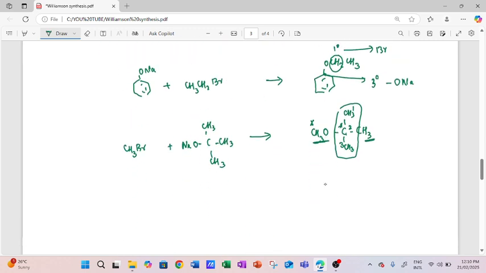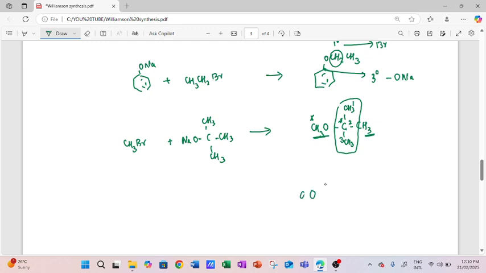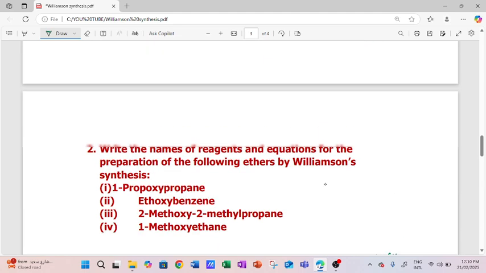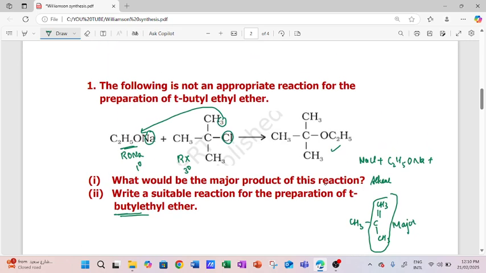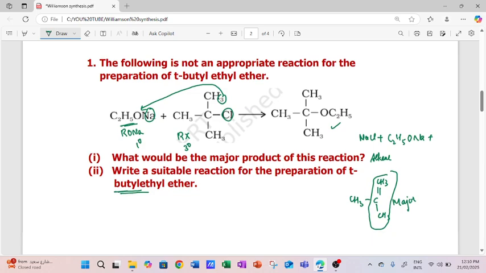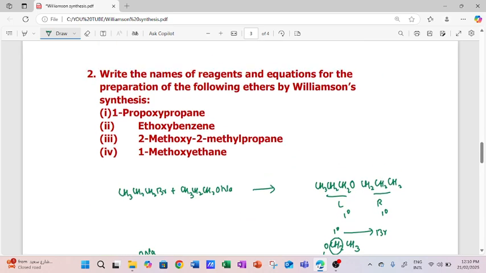Now 1-methoxyethane. Methoxy is again OCH3. Ethane is CH2, CH3. Here of course we can write CH3Br and CH3CH2ONa. There is not much difference in this because it's methyl and primary. So questions can come by giving the reaction and asking whether it is correct or not, or from the reaction what the major product is, or to get a particular ether what the reactants can be, or from the products they can ask you to write the reactants.